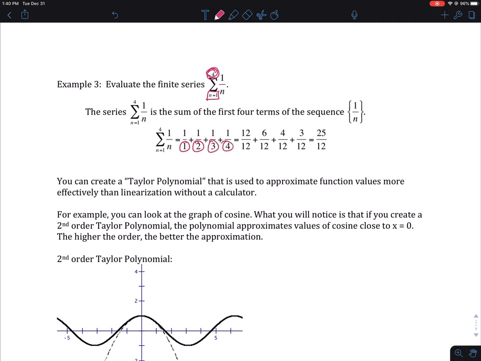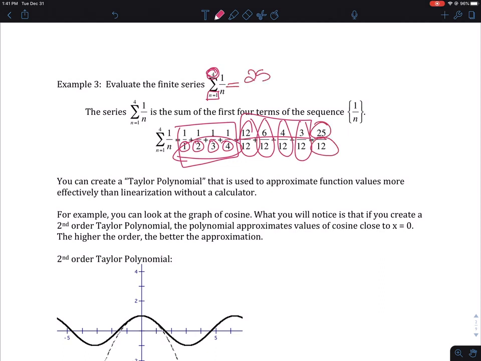Then, because this is a series, I want to add all of these terms together. The common denominator between all 4 of these denominators is 12. So 12 over 12, 6 over 12, 4 over 12, 3 over 12. I add all my numerators together and I get 25 over 12. So the sum of this series is equal to 25 over 12.